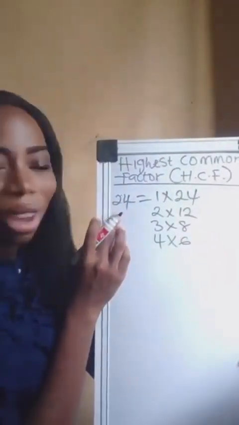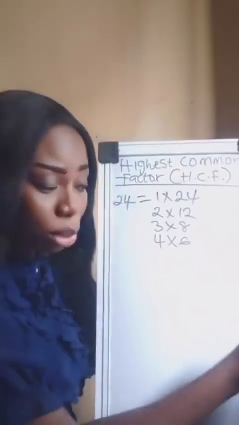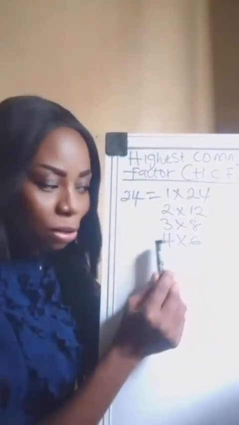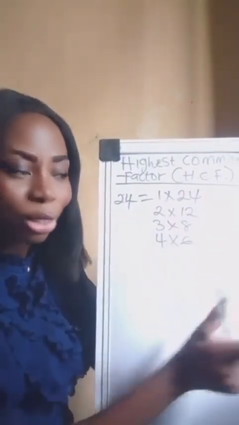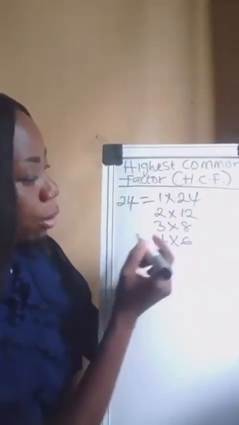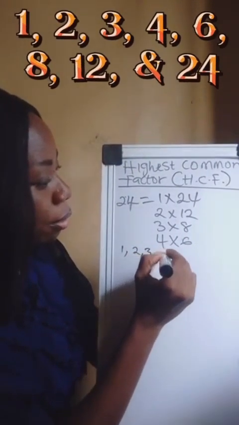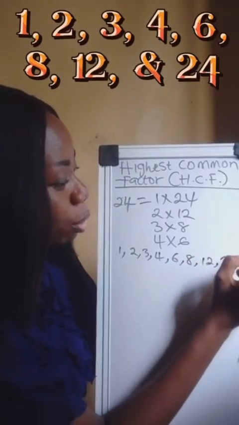What about 5? 5 cannot divide 24 without a remainder. Then we move to 6. Can 6 divide 24 without a remainder? Yes, but we have it here already: 4 times 6 is 24. So that means we have come to the end of all the factors. So we'll bring it out. What are the factors of 24? 1, 2, 3, 4, 6, 8, 12, and 24.